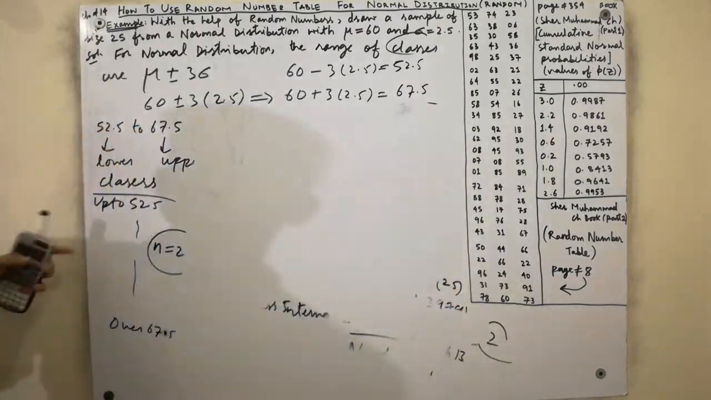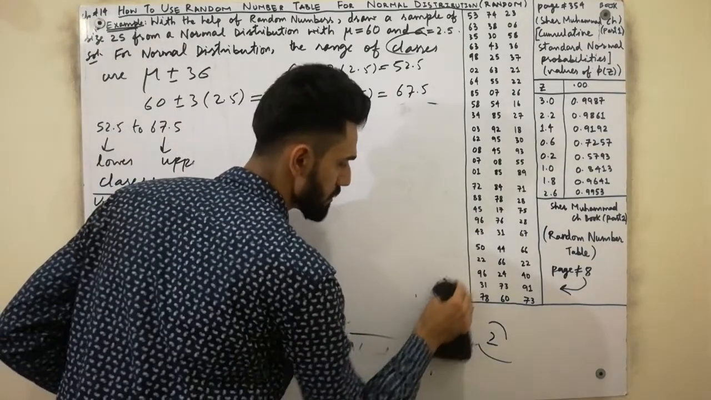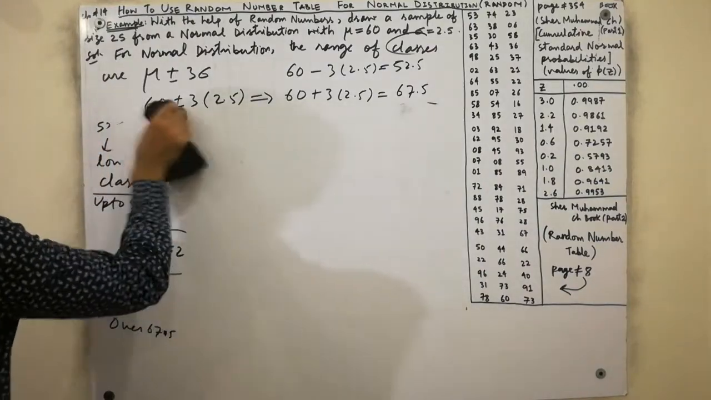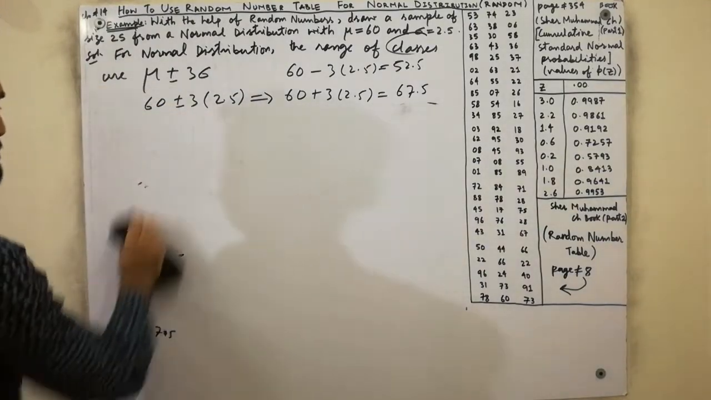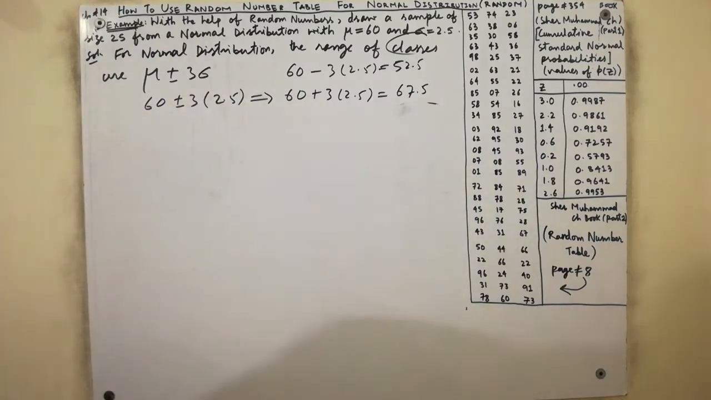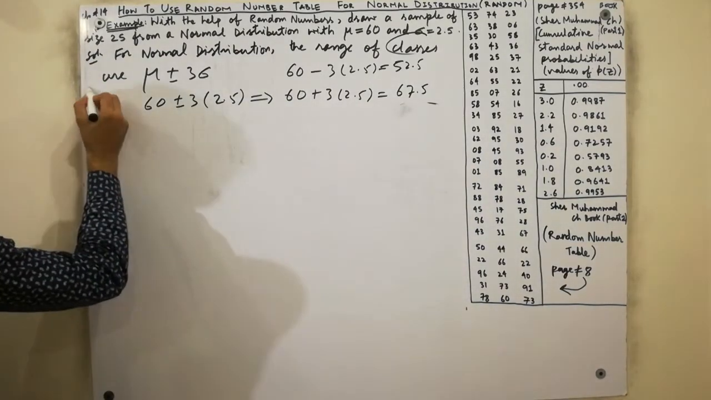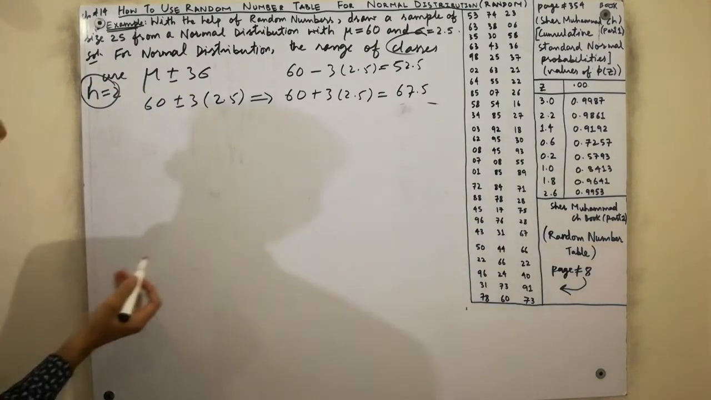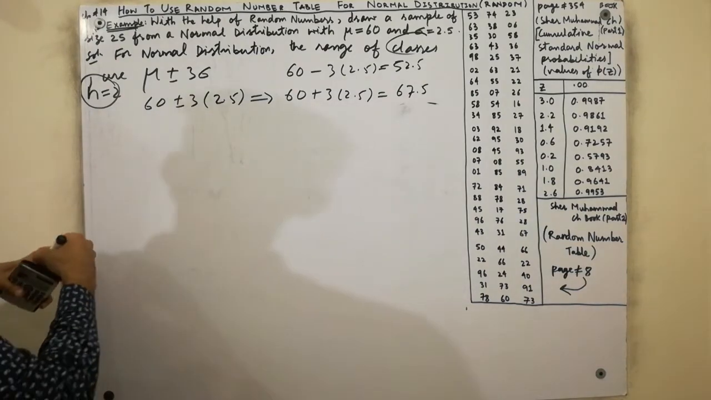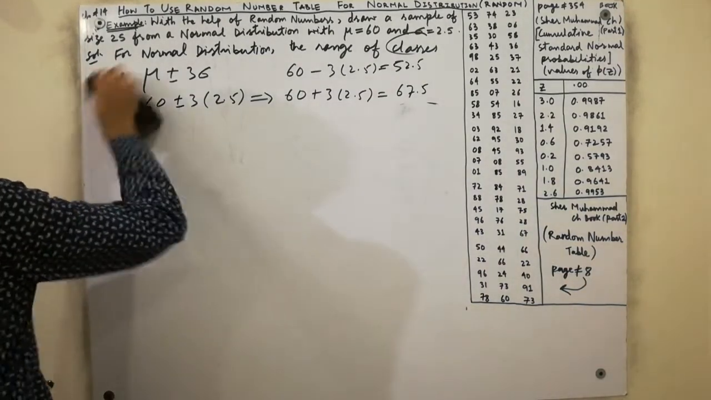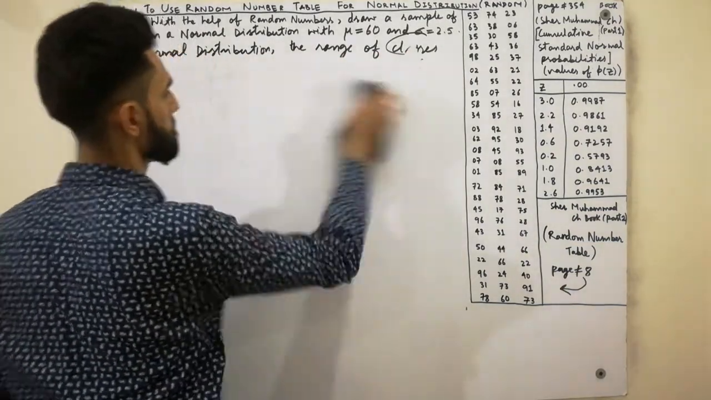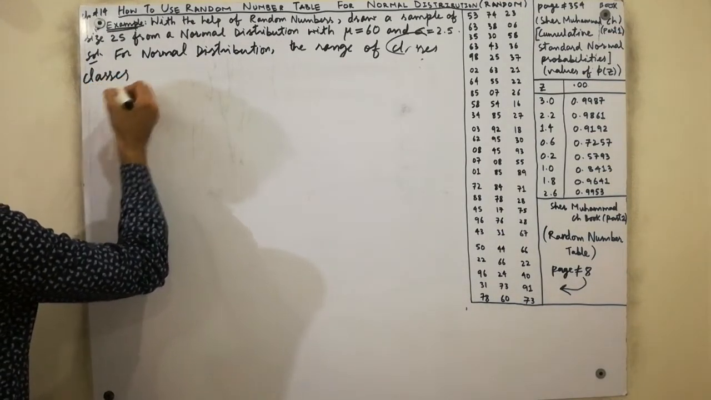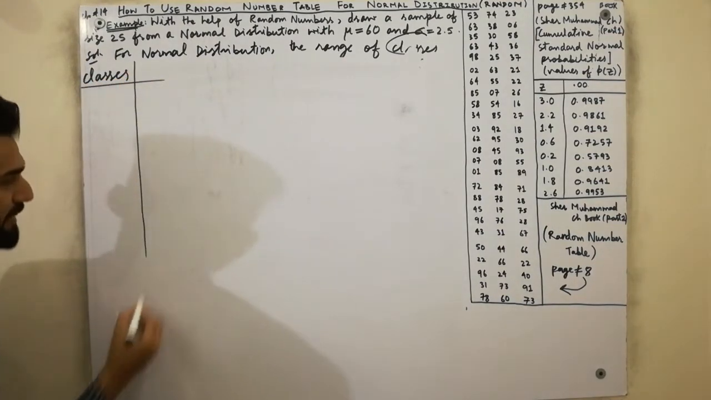Now the next step, which is very important for you, is making the classes. The values given are 52.5 up to 67.5, and the class interval is 2. Very simple step. First of all, I am making the classes here.